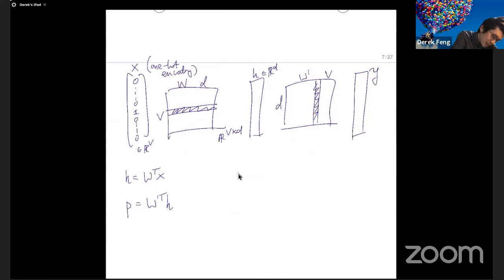So basically we're doing this sequentially. We start by first hitting our index with the first matrix to get H. And then the next step is to start with H, and then I'm going to hit it with the W prime to get P, right? Then to get Y, we're just going to do softmax of P.